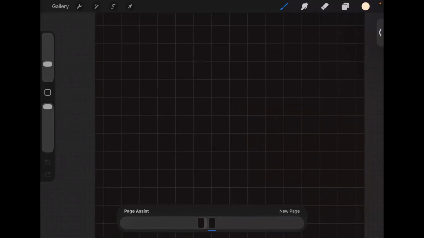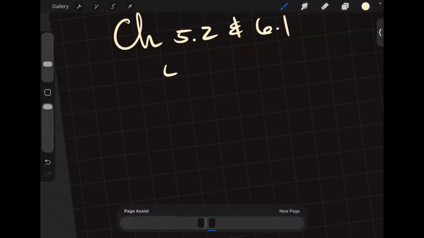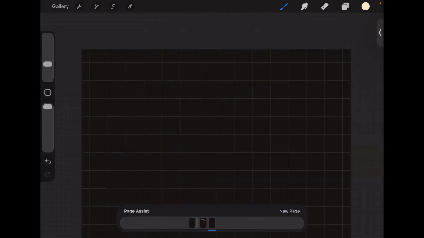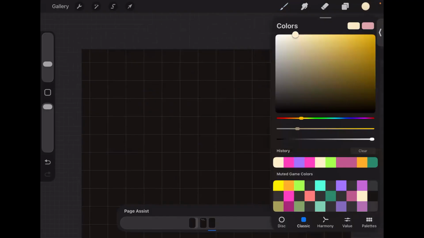So today we'll be covering chapters 5.2 and 6.1, which will be the fundamental theorem of calculus 1 and the u-substitution rule. Okay. So, get into it. Let's do some definitions and notations, okay?